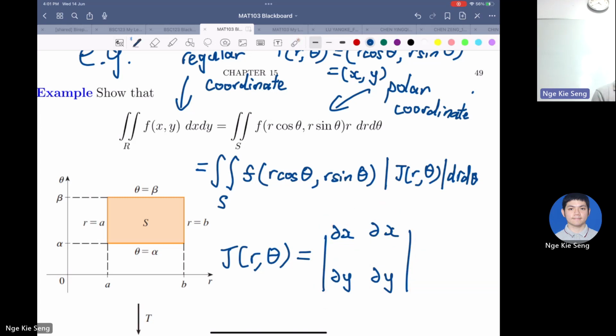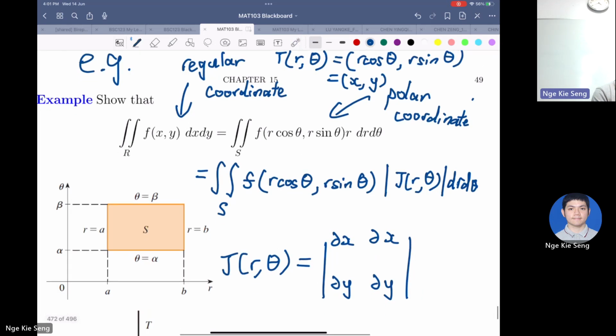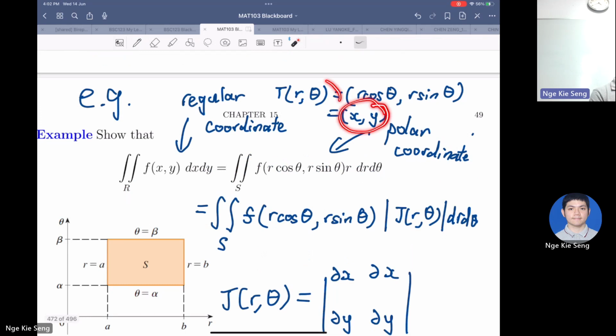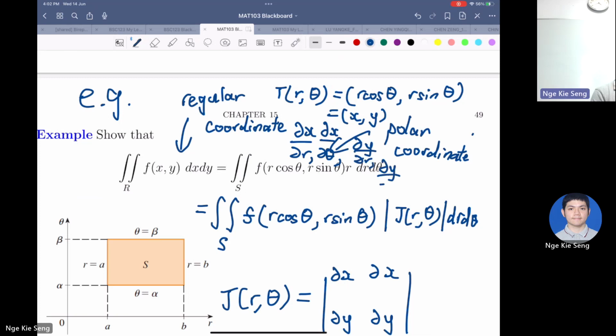For example, your image is x and y. You need to differentiate your image with respect to the variables in your domain. So you should consider del x del r, del x del theta, del y del r, and del y del theta. It also makes sense, because x is equal to something in r and theta, so you can do the partial derivative.